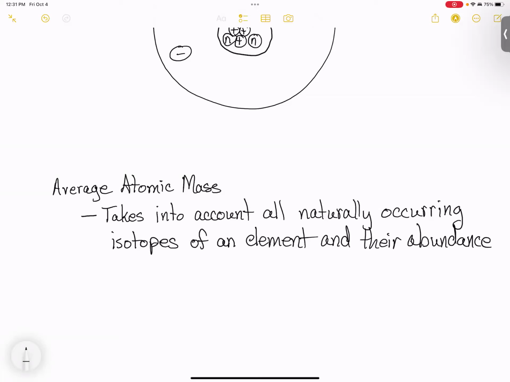Carbon has three naturally occurring isotopes. It has carbon 12, which makes up about 99% of it. It has carbon 13, which makes up about 1%. And it has carbon 14, which makes up a very, very small amount. Because the majority of the carbon is carbon 12, that's why the number is so close to 12, but not exactly 12. So yes, the average atomic mass takes into account all naturally occurring isotopes, not just one of them.